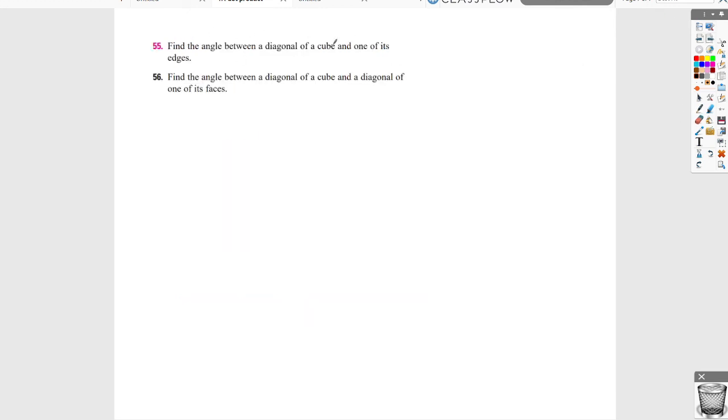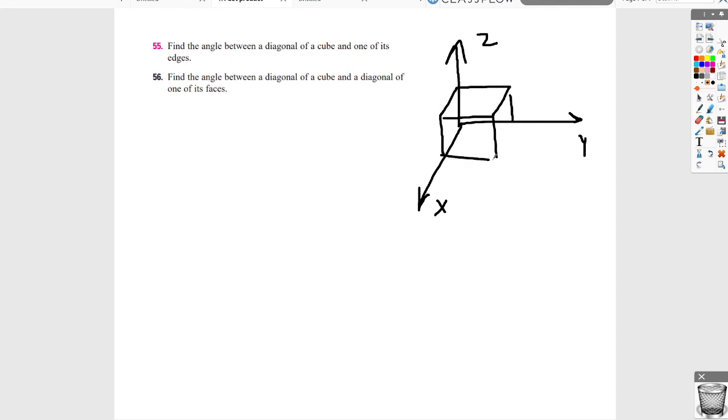Find an angle between a diagonal of a cube and one of its edges. Let's try. So if you have a cube like this, or let me draw the 3D system first. Let me draw the 3D system, and I can assure you that this is x, this is y, and this is z. And then you have a cube. Let's draw the cube. So it will look something like this. And we want one of its edges and the diagonal. So what's the diagonal?